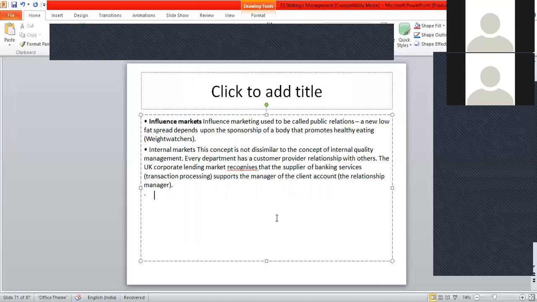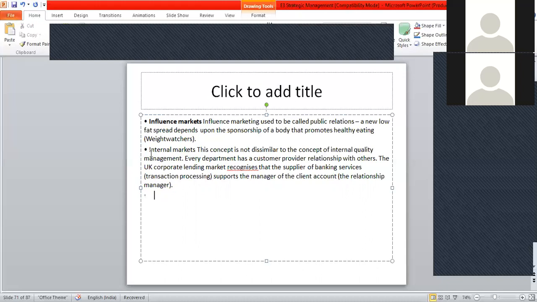The advertisements we see on television and other ways, wherein it says that by using this product, there are certain benefits which can be gained. Trying to influence, putting an impact on the minds of the customers about their products. So that's called influence markets.